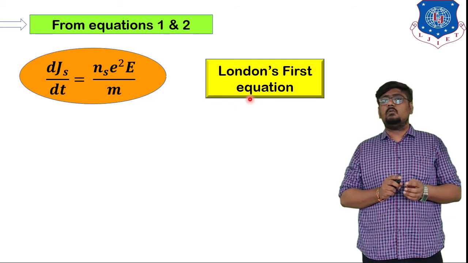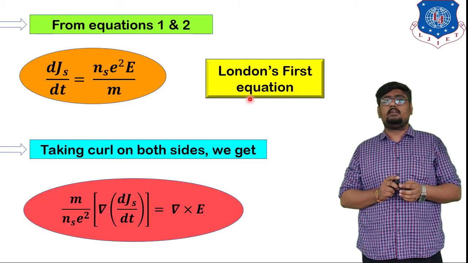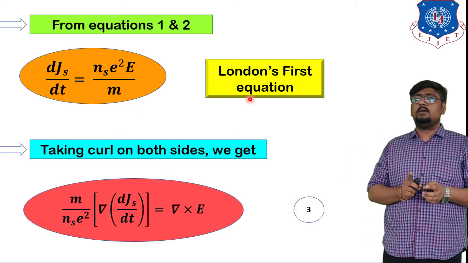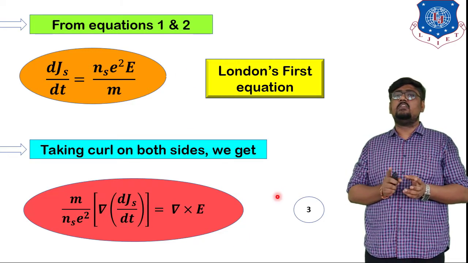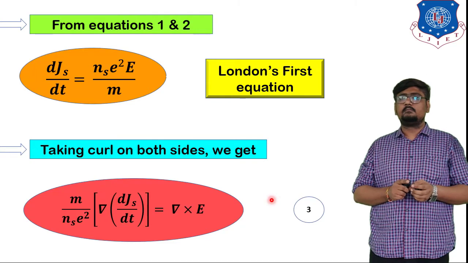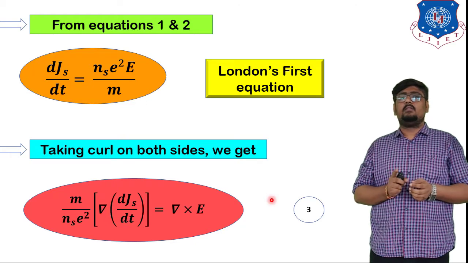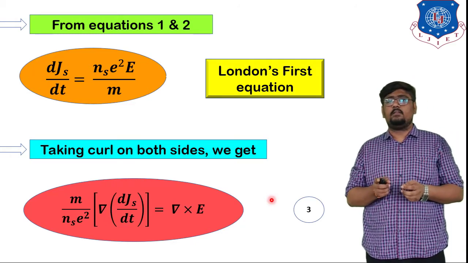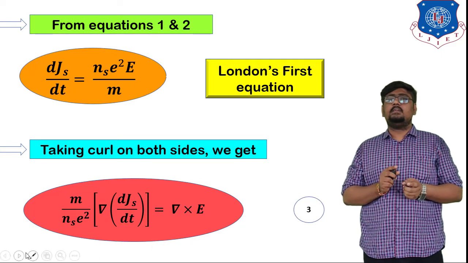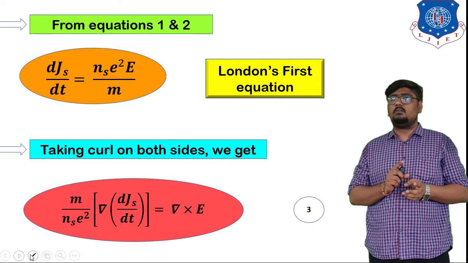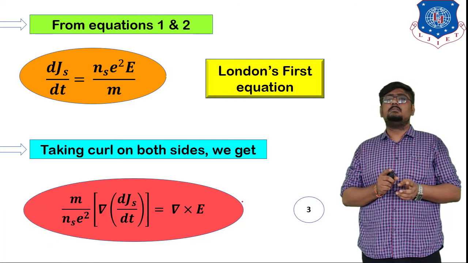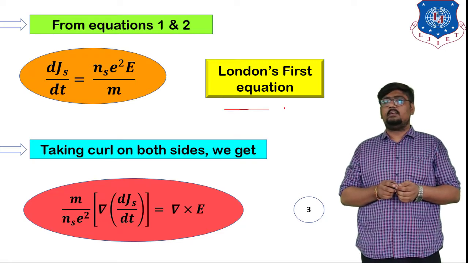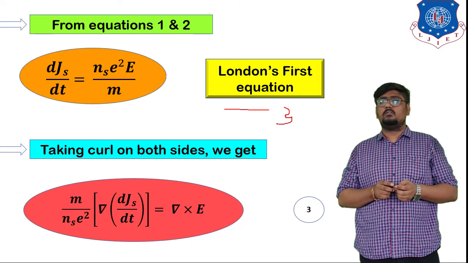Now taking curl on both sides of equation 3, we get, I have clearly told you earlier about the curl. Curl is nothing but a differential operator. So applying the differential operator on both sides, and isolating E on one side, we get the equation as you can see over here. The coefficient m by Ns e square we have taken out as a constant outside the operator. Now curl of del Js by del t equals curl of E. Let us give this as equation number 4.